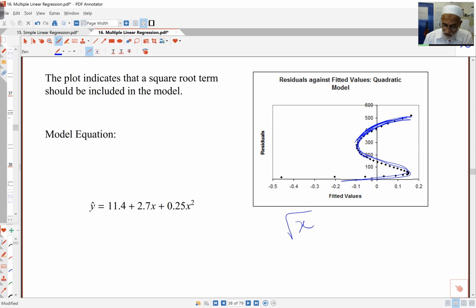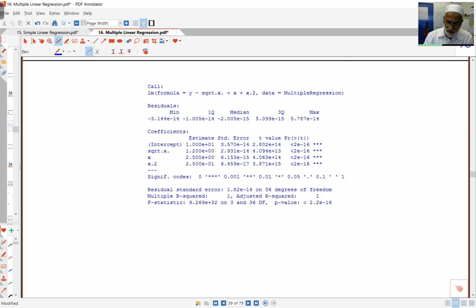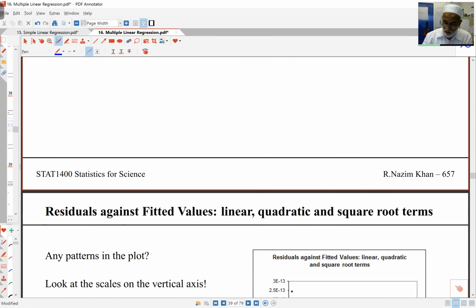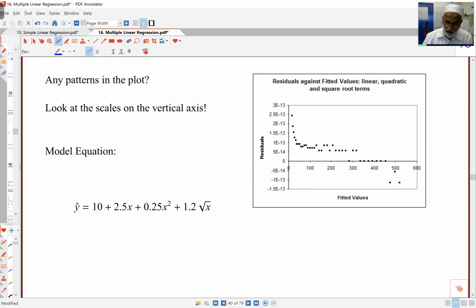So far the model equation is 11.7 plus 2.7x plus 0.25x squared. If I now include a square root term as well, where x, square root of x and x squared, they're all significant, I've got a very low standard error, tiny, and the R squared is 1 now. So this looks like a very good model. Let's look at the residual plot.